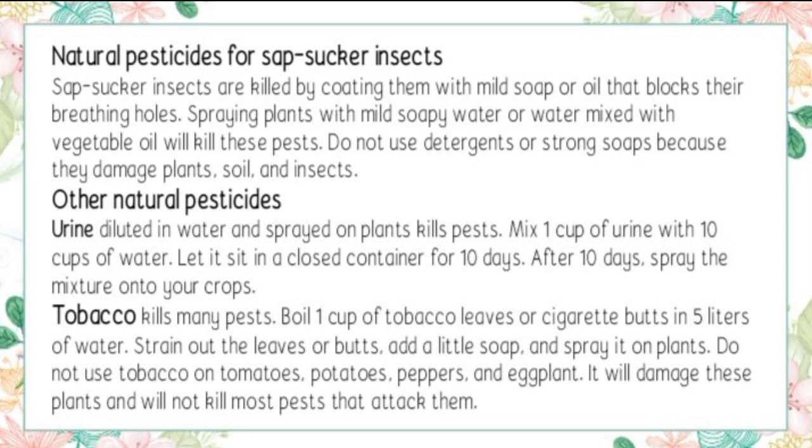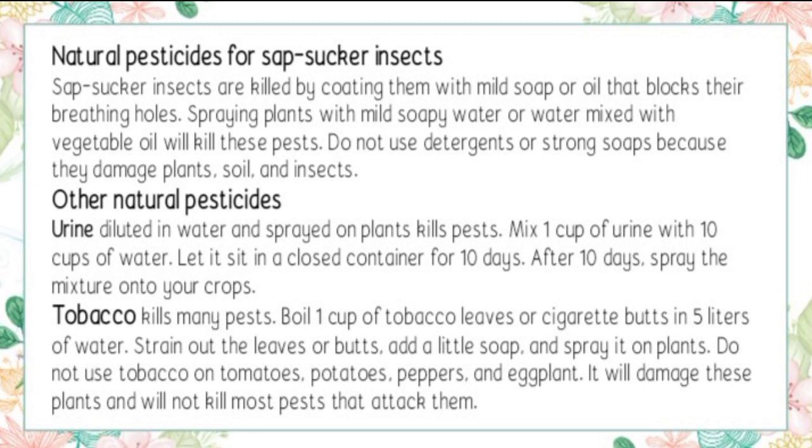Another natural pesticide is urine. Diluted in water and sprayed on plants, it kills pests. Mix 1 cup of urine with 10 cups of water. Let it sit in a closed container for 10 days, and after 10 days, spray the mixture onto your crops.